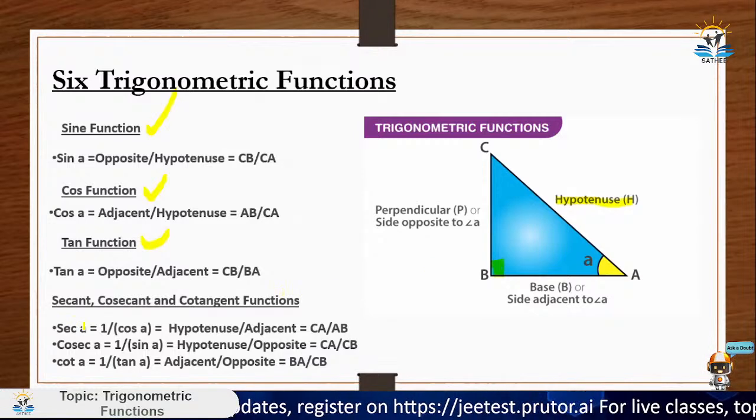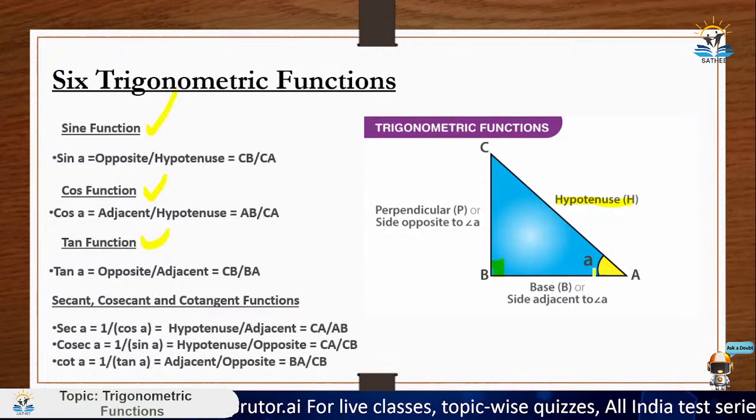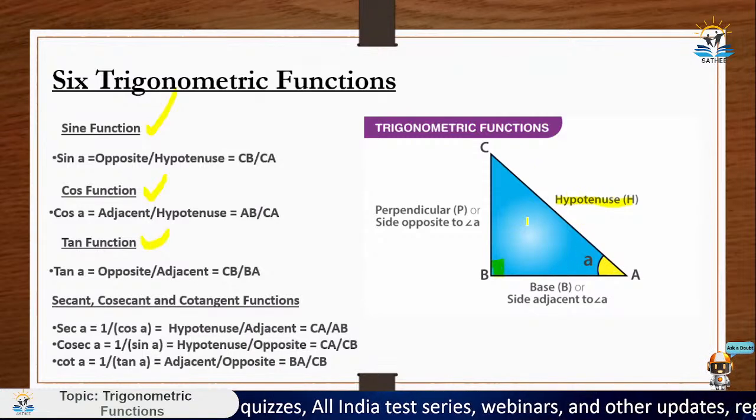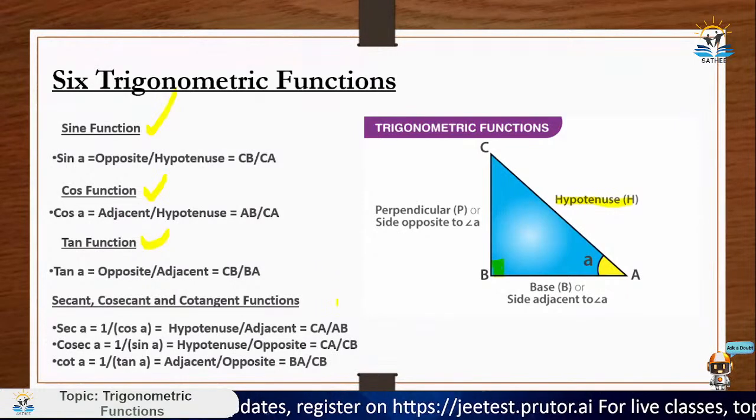Cosec is 1 upon sine, sec is 1 upon cos, and cot is 1 upon tan. So you can say that it is adjacent upon perpendicular. And one more thing, we also define sine as perpendicular upon hypotenuse, and for cos we take base upon hypotenuse. So these are the main names. The side opposite to your angle is the perpendicular, the side adjacent to your angle is the base, and the side opposite to the 90-degree angle is called the hypotenuse. So these are the major 6 trigonometric functions which you must learn by heart. You must remember these functions because these are very important.